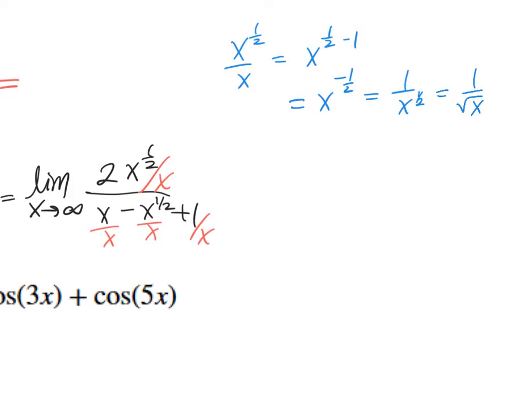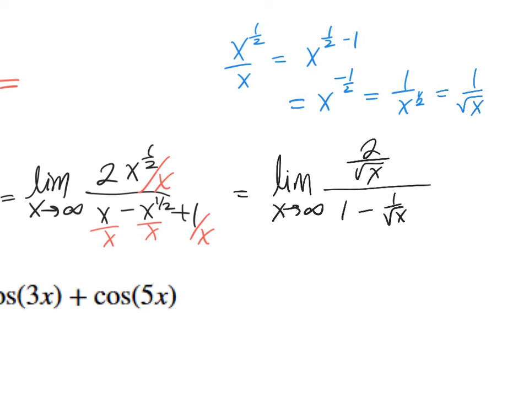Coming back to my problem, I have the limit as x goes to infinity of 2 over the square root of x, and then over 1 minus 1 over the square root of x plus 1 over x. I'll wait. Now is the time to ask the questions.